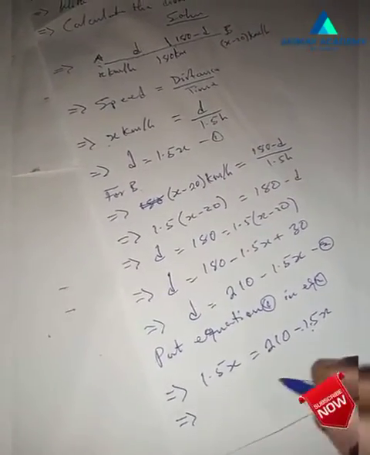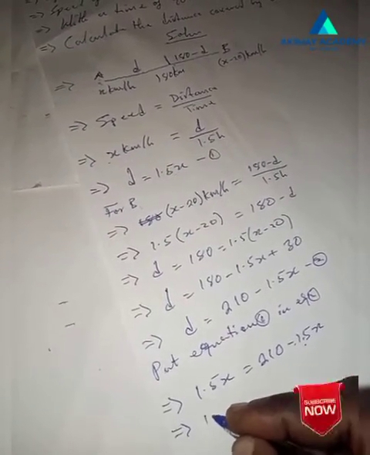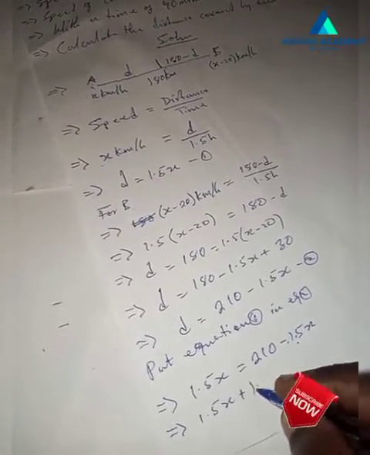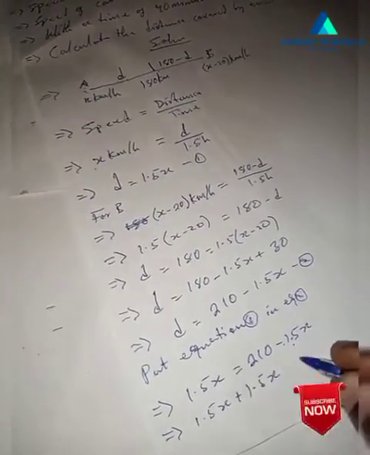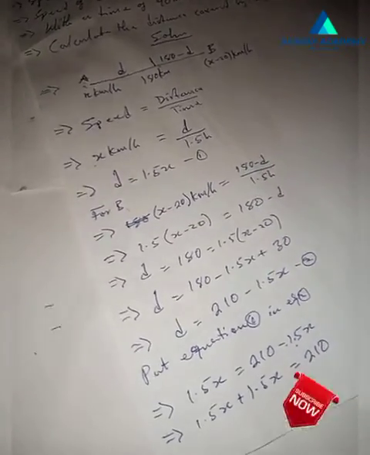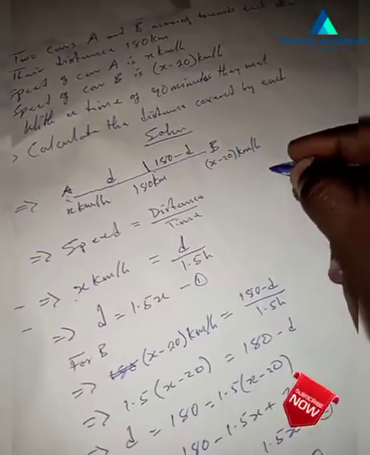So we have 1.5x, and this one is coming, it will be positive, plus 1.5x equals 210. Okay, so we have 1.5x plus 1.5x, which will give us what? 3x.